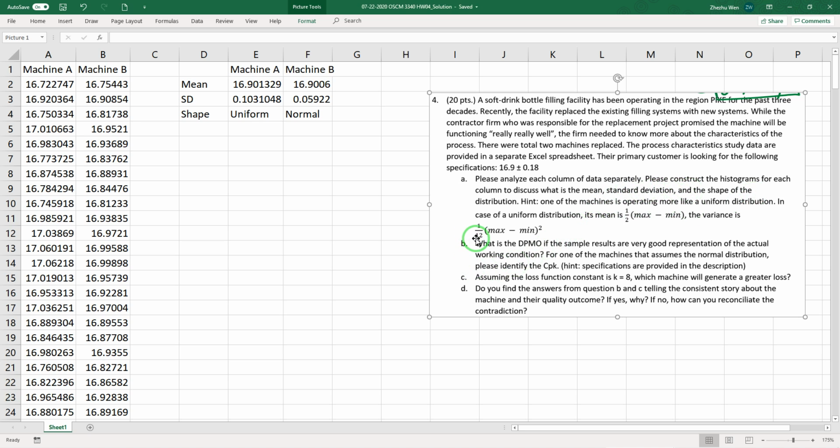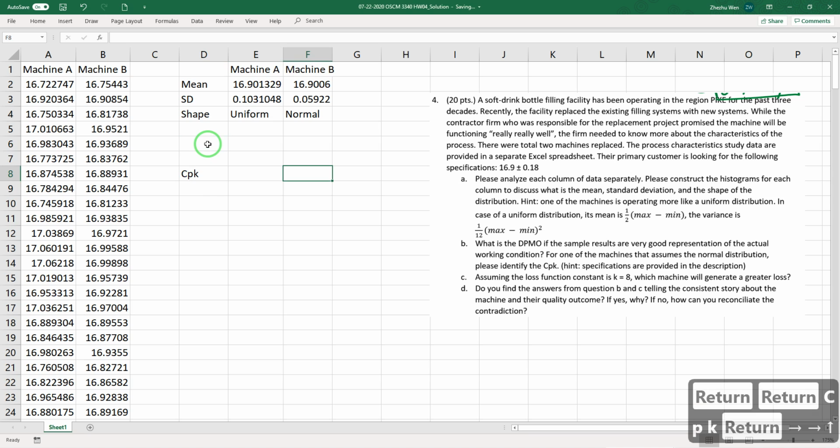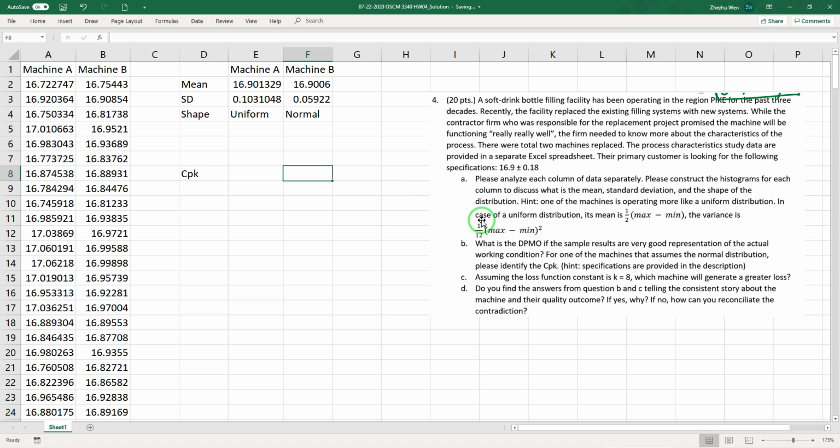What is the DPMO if the sample results are a very good representation of the actual working condition? For the machine that assumes the normal distribution, please identify the CPK. You can identify CPK for machine B in this case. You can also do machine A, but all the examples we've been using are based on a normal distribution, so I don't want you to confuse. I'd like you to stick to machine B for the capability index. So CPU, CPL.